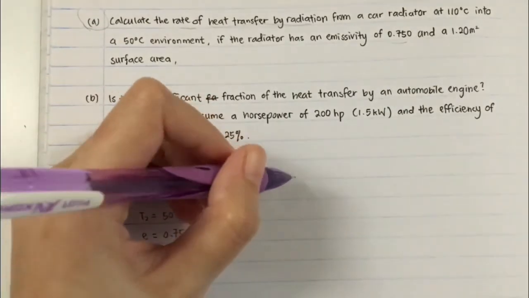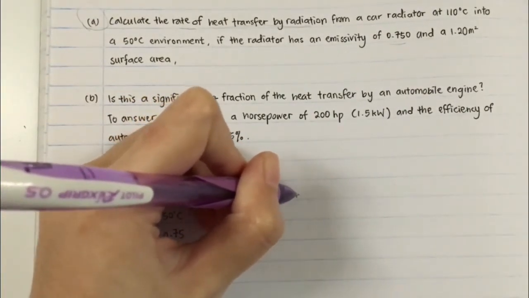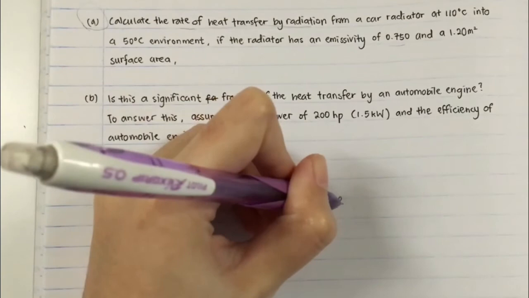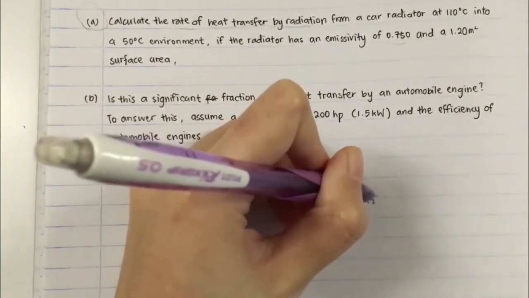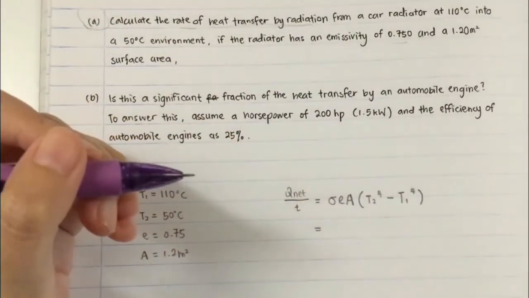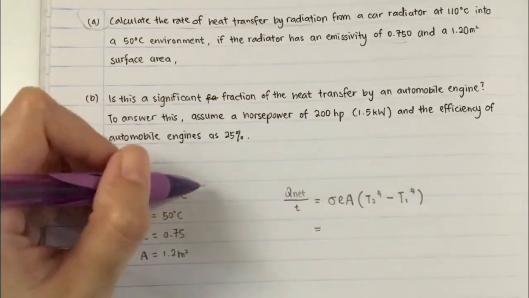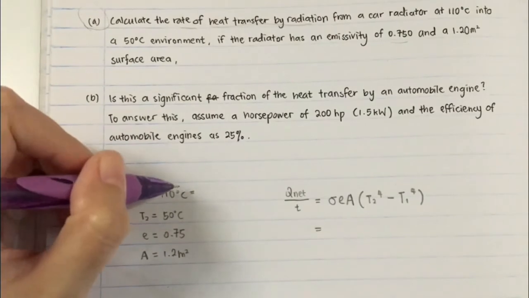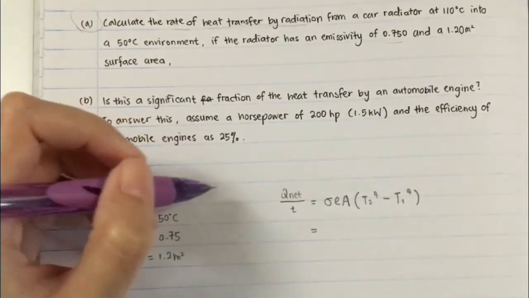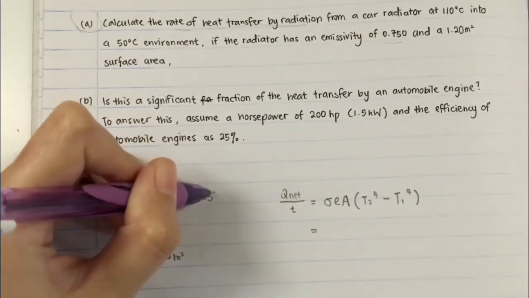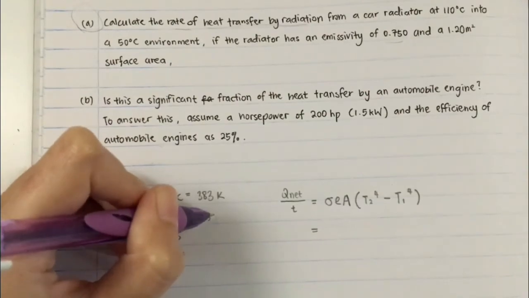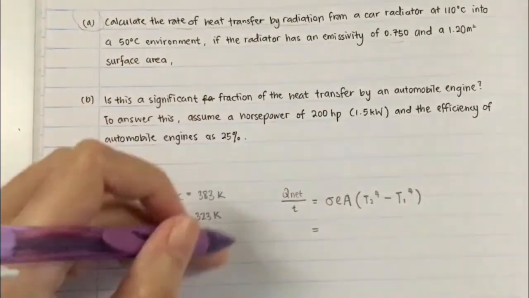The formula that we are going to use is Q net over t equals e A sigma (T2 to the power 4 minus T1 to the power 4). Oh, before I forget, the temperature we need to change into Kelvin. So T1 is 110 plus 273, so this one is 383 Kelvin, and then T2 is 323 Kelvin. So insert all of this into the equation.